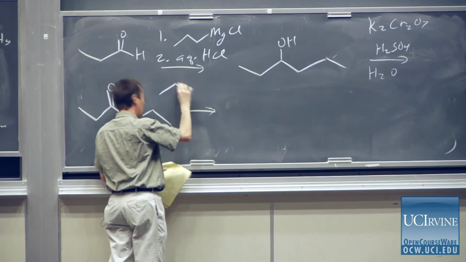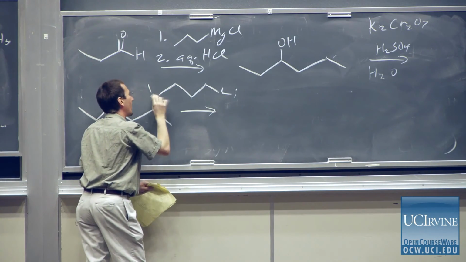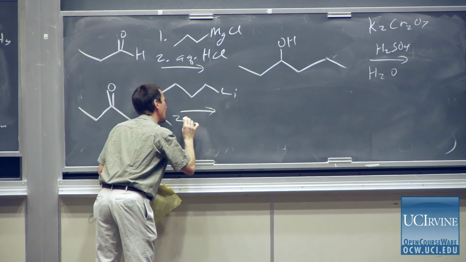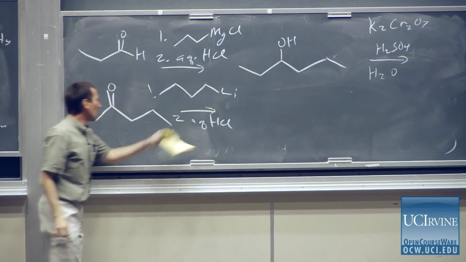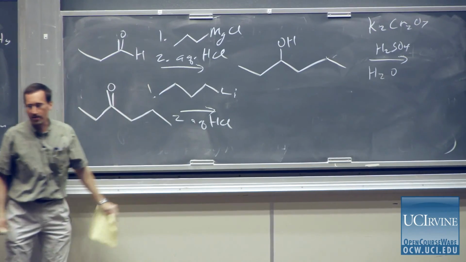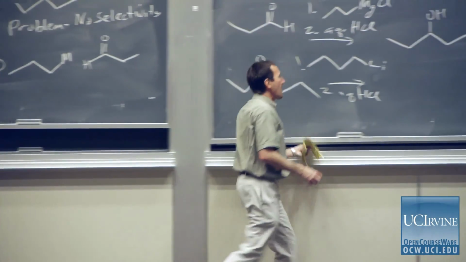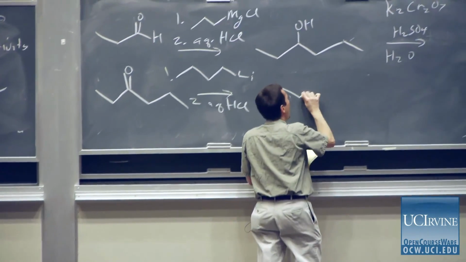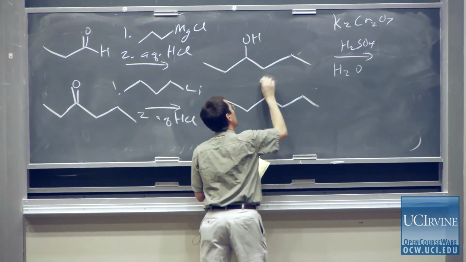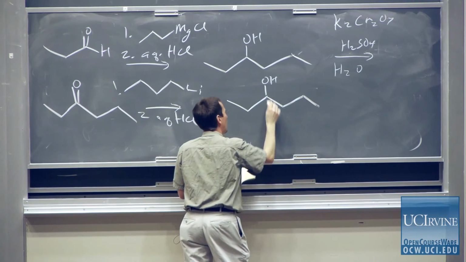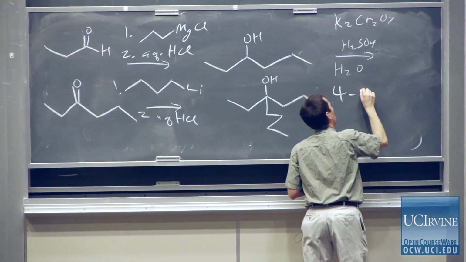Finally, to complete our synthesis, I'm going to take butyl lithium, and I'll do an aqueous workup. And again, I'll use HCl. I've written it below the arrow here, above the arrow there. It doesn't really matter. A chemist is going to read it the same way. And lo and behold, I have proposed a rational and selective synthesis of our target molecule, ethyl 4-octanol.